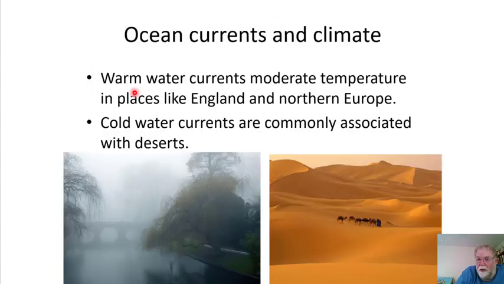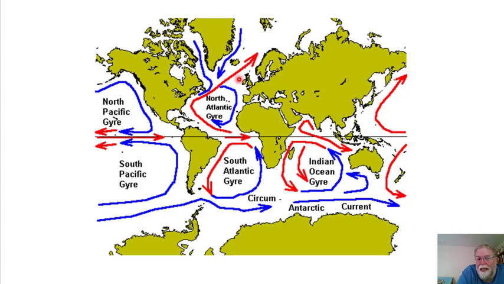Generally speaking, warm water currents really do tend to moderate temperatures in places like England and Northern Europe. Let's go back to this picture, and you can see how the Gulf Stream is pumping all kinds of warm water up into the Northern Atlantic. This tends to make these areas not quite as cold as maybe they should be. Now, don't get me wrong, this water is cold. You fall off the boat, you're going to die of hypothermia. But it's not as cold as it should be, and these countries up in Northern Europe are maybe not as cold as they should be either, given their latitude.